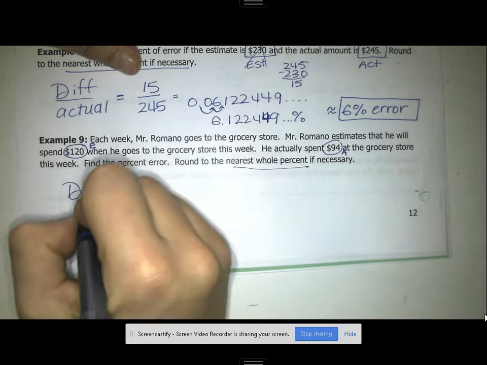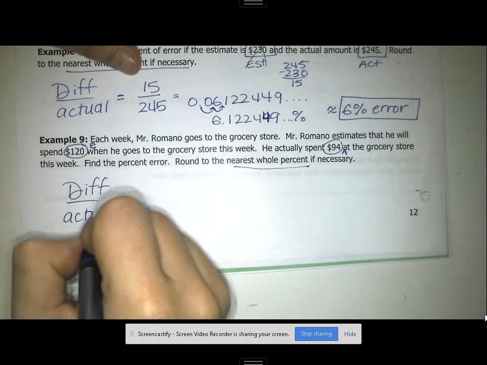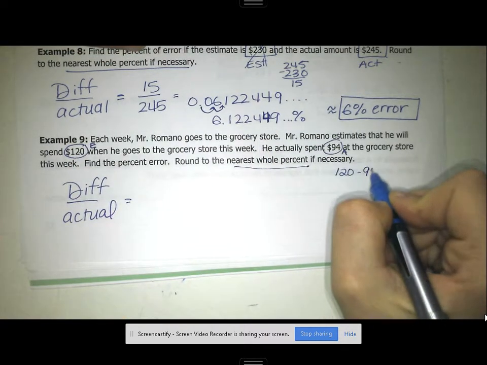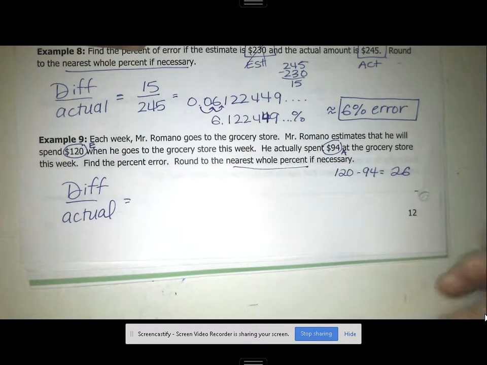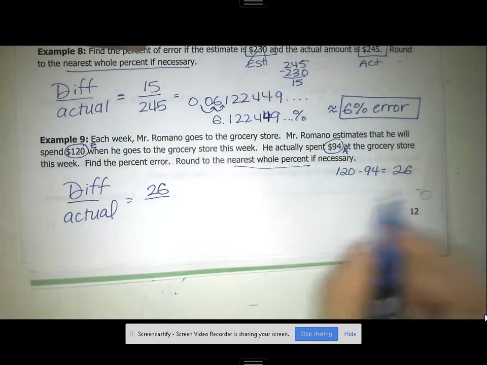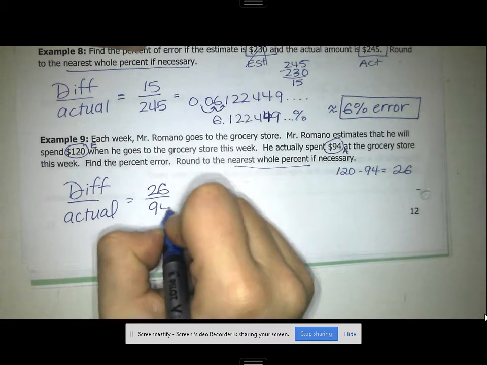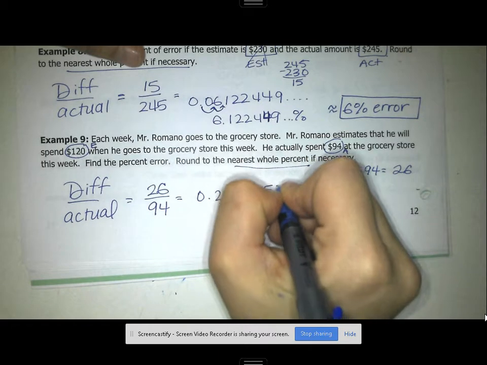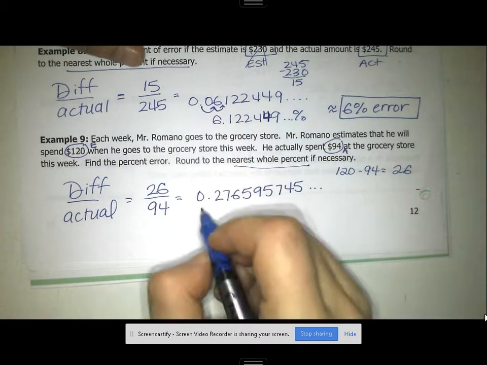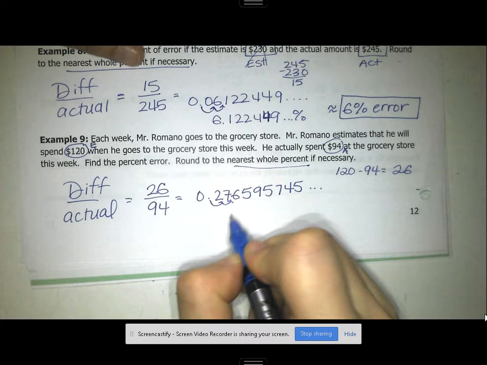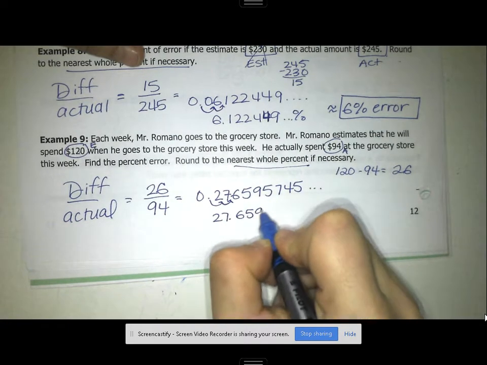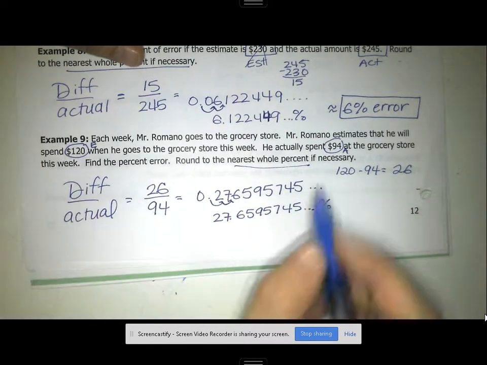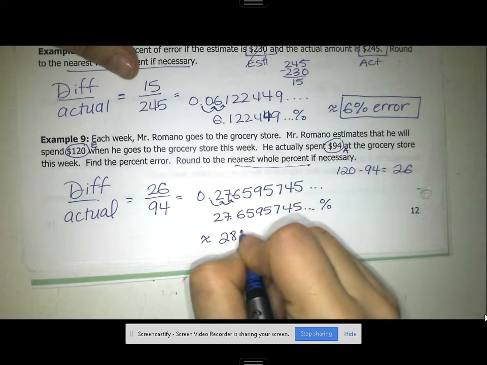So you do difference over actual. So you say, okay, what is the difference between these two numbers? So 120 minus 94 is 26. So the difference is 26, and he actually spent 94. And then I plug it in my calculator. And then I make it into a percent by moving the decimal over twice. And then I round to the nearest whole percent. So this is around a 28% error.